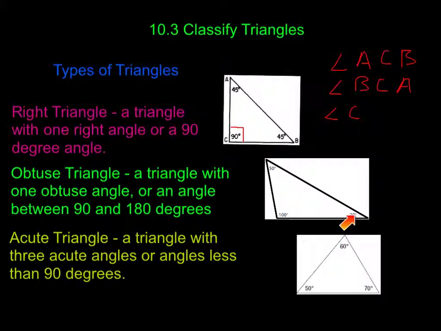Our third type of triangle is an acute triangle, which is a triangle with three acute angles or angles less than 90 degrees. So all three angles have to be acute. So here we have 60 degrees, 50 degrees, and 70 degrees. All three of those are acute angles because they are less than 90 degrees.